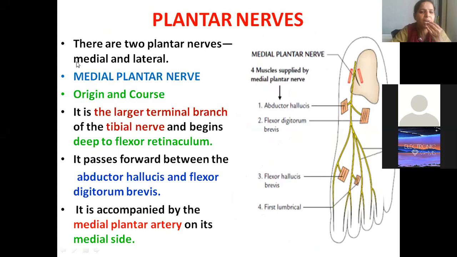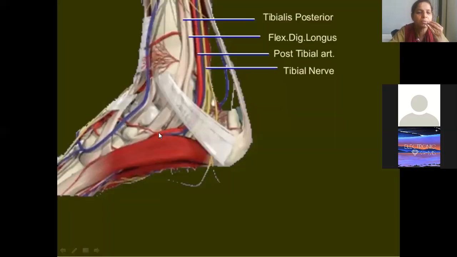There are two plantar nerves, medial plantar and lateral. So medial plantar nerve is the larger terminal branch of tibial nerve, beginning deep to the flexor retinaculum. We know this fact. It passes forwards between these two muscles. What are the names? One is the abductor hallucis and the other flexor digitorum brevis. Isn't it? It is accompanied by this artery. What is the name of this artery? Medial plantar artery on its medial side. All points you should make in your own words by looking at this picture.